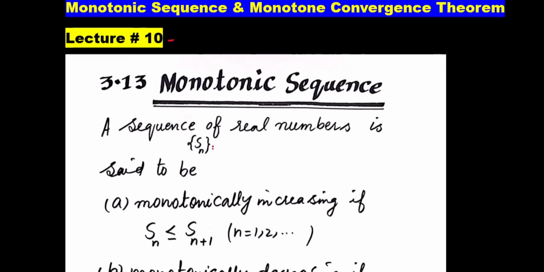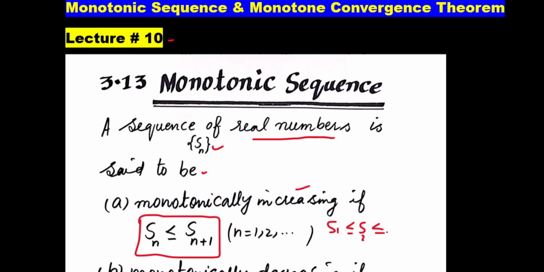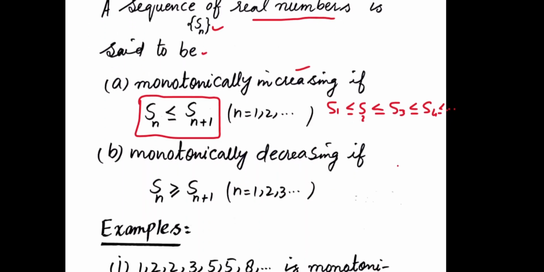A sequence Sn of real numbers is said to be monotonically increasing if Sn is less than or equal to Sn plus 1. That is, S1 is less than or equal to S2, S2 is less than or equal to S3, S3 is less than or equal to S4, and continuing this process. In other words, every next term is larger than or equal to the previous term. Then the sequence is called a monotonically increasing sequence.